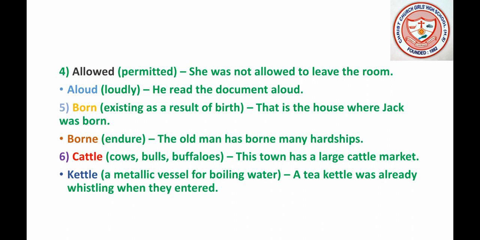Okay? Number 6, cattle. Cows, bulls, buffaloes. We all know the meaning of cattle. This town has a large cattle market. Next word is kettle. Spelling is k-e-t-t-l-e, which means a metallic vessel for boiling water. And the sentence over here is, a tea kettle was already whistling when they entered.